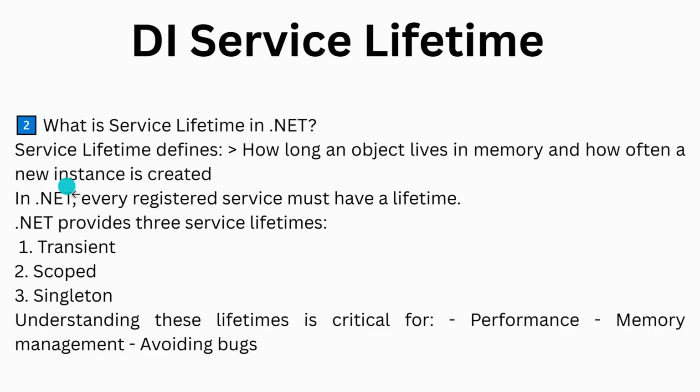The first is transient, the second is scoped, and the third is singleton. In these three ways you can create dependency injection services. You can register through these three methods. We will discuss them one by one: what is transient service lifetime, what is scoped service lifetime, and what is singleton service lifetime.